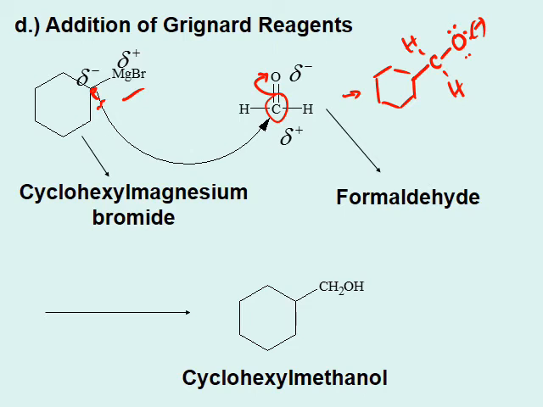So this is what you're going to get at this level, and then it picks up H plus in the reaction and it gives you CH2OH. So it's called cyclohexyl methanol. So if you know a mechanism, it would guide you to the right answer. So basically you get an alcohol. When an aldehyde or ketone reacts with a Grignard reagent, you end up with an alcohol, OH at the end.